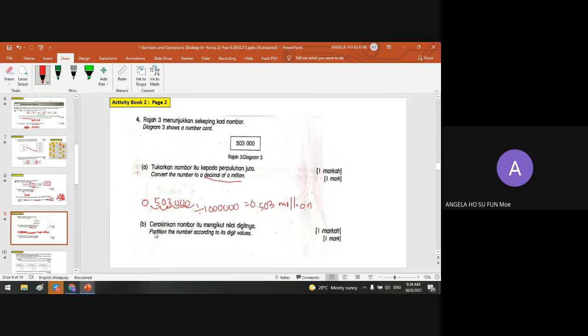Okay. B. How about B? All right. Partition the number according to the digit value. Okay, how to do this one? Anyone? Let's say you have this number. How do you partition it? Shadat? Can Shadat talk there? No? Alia? Safia? Yes, teacher. Okay, what is your answer for this?